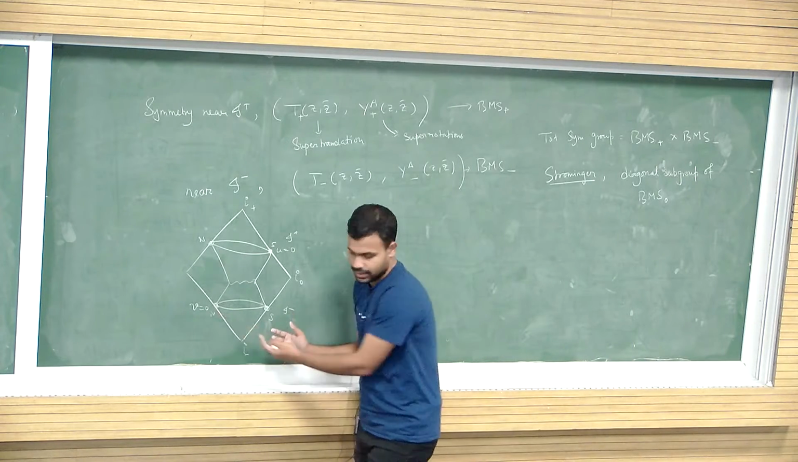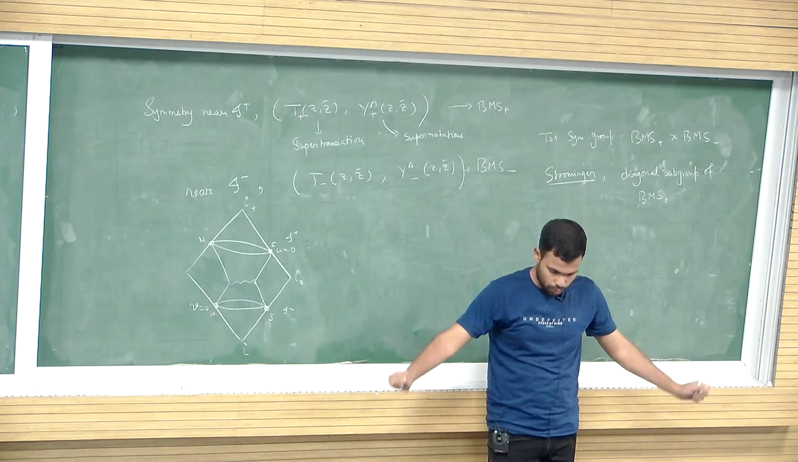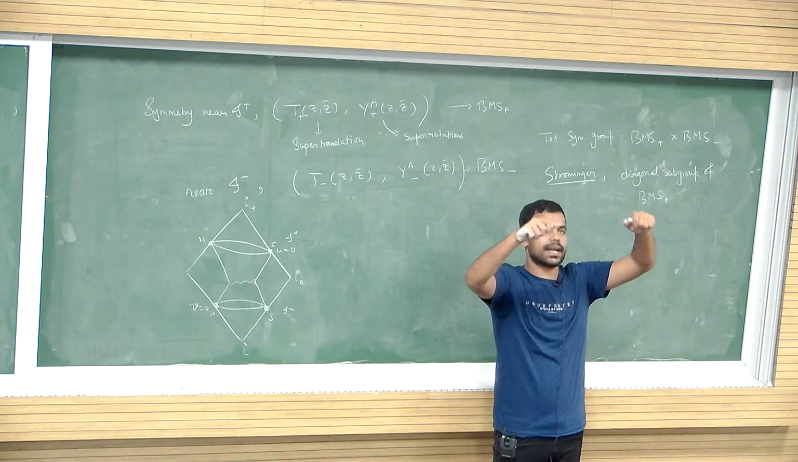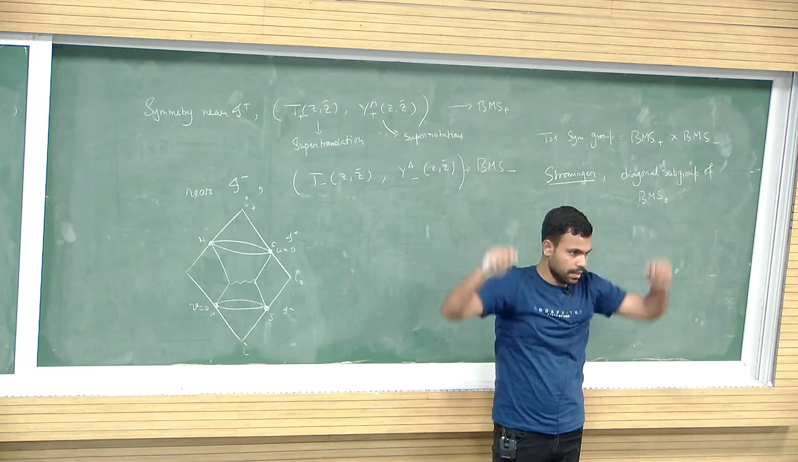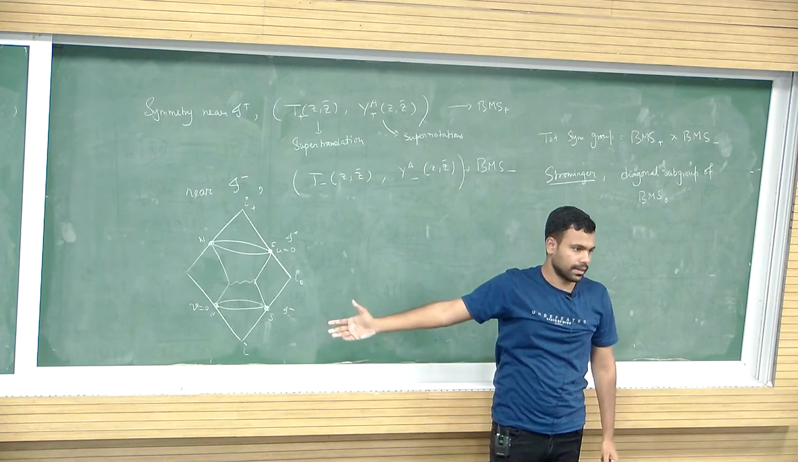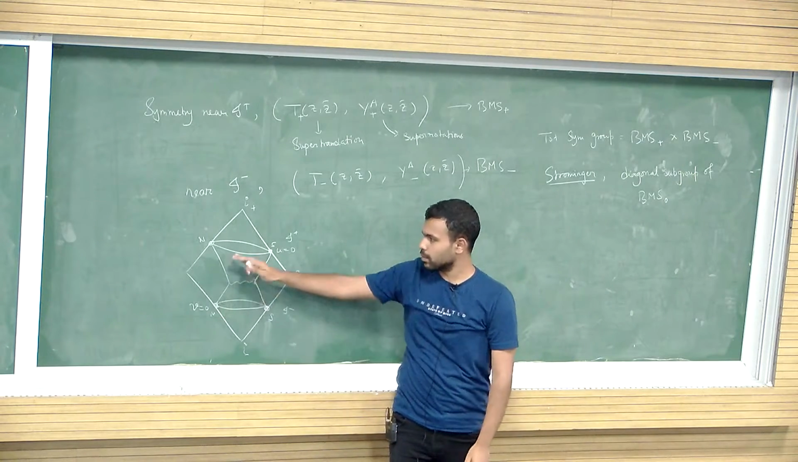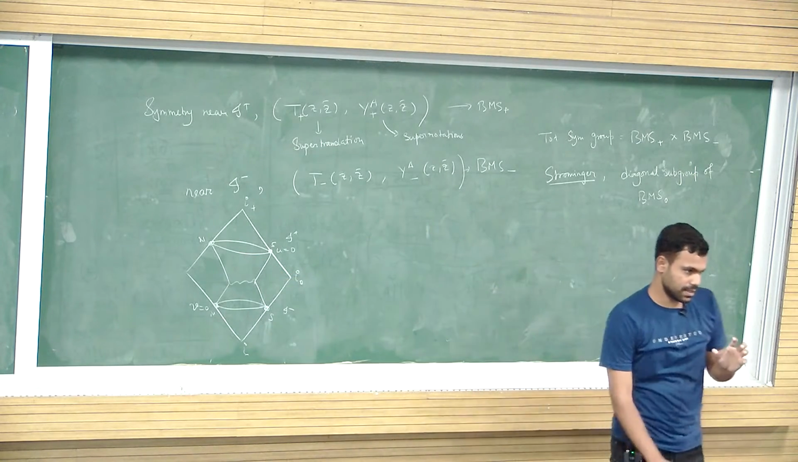These are asymptotic states, right? So these are at infinity. So two particles are coming from infinity, they're scattering and they're going back to infinity. So this is a generic 2 to 2 scattering. It's just that I fixed north and south pole so that my life becomes easier.